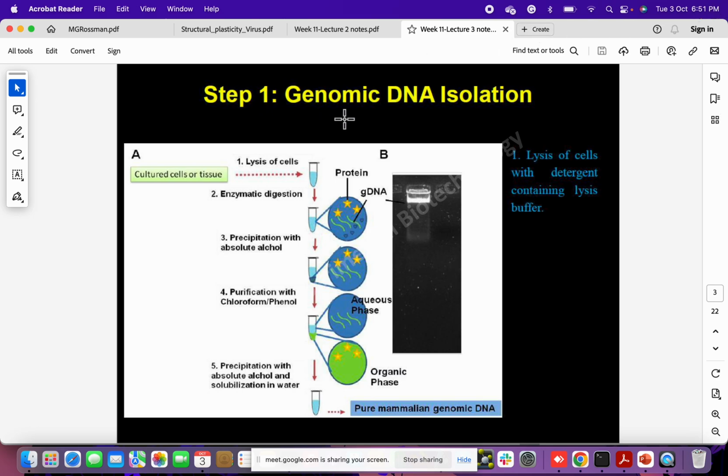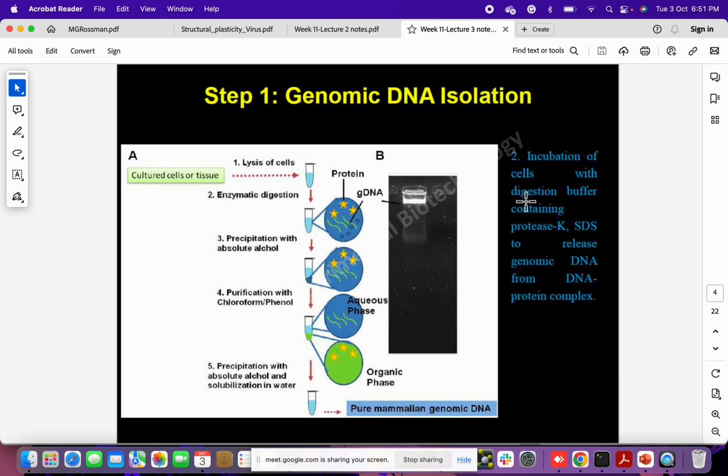For the process of genomic DNA isolation, you have to lyse the cells with detergent-containing lysis buffer. This is culture cells or tissue, and from there you lyse those cells. You do enzymatic digestion, precipitation with absolute alcohol, purification with chloroform or phenol, precipitation with absolute alcohol, and solubilization in water.